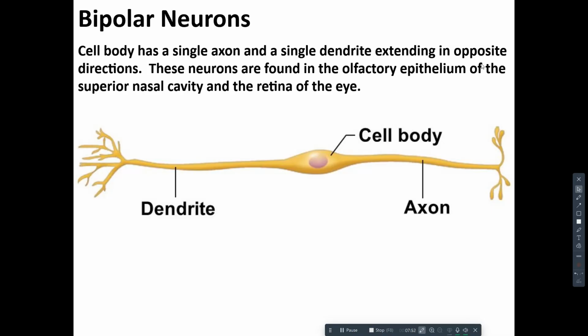They're only found in two places. They're found in my olfactory epithelium. So they're very much involved in smelling, and the olfactory epithelium is in the superior nasal cavity. These guys are also involved in the sense of vision. They're found in the light-sensitive organ of your eye, which is the retina.